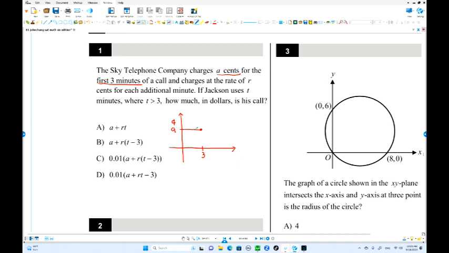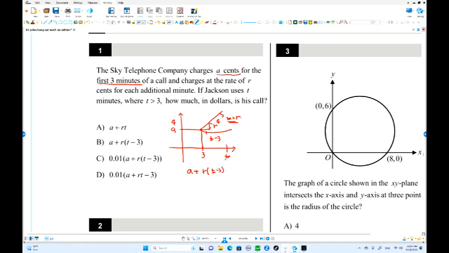After 3, they're gonna charge R cents for each additional minute. Each additional minute, they're gonna charge R cents. This is one. The slope is R, right? So what is the total amount in terms of cents? 8 plus, from here, this is t minutes. T minus 3, okay? From here to here, that is t minus 3 minutes. After this 3, they're going to charge R cents for each additional minute. So R times t minus 3, isn't it?